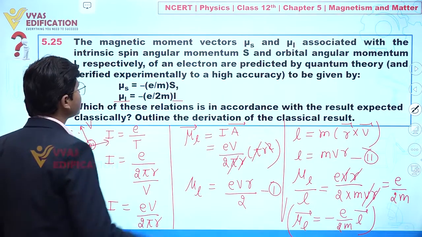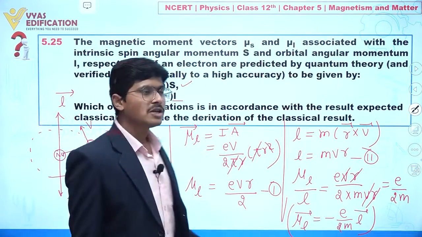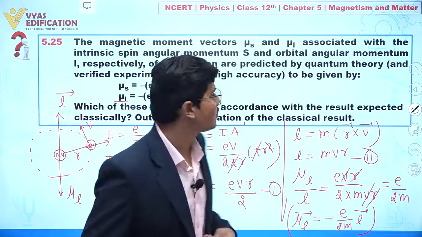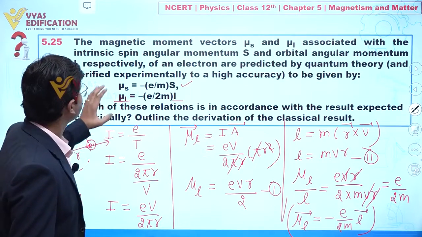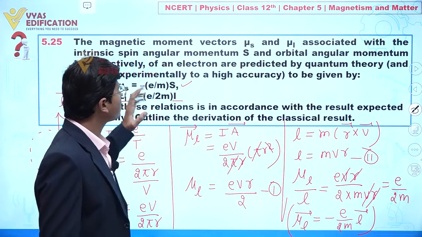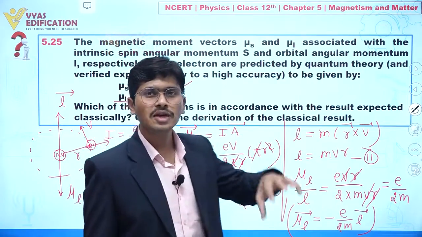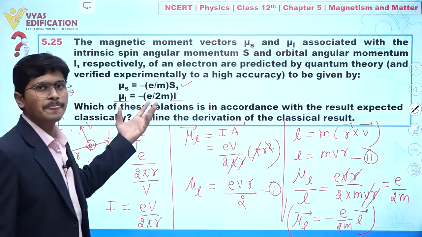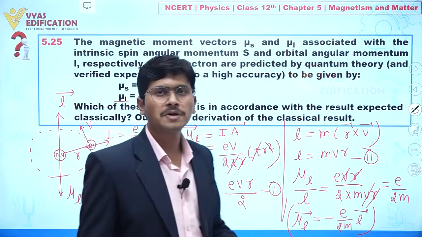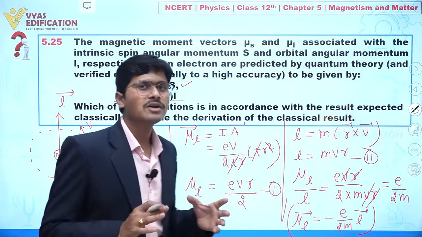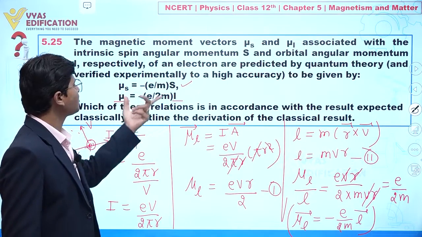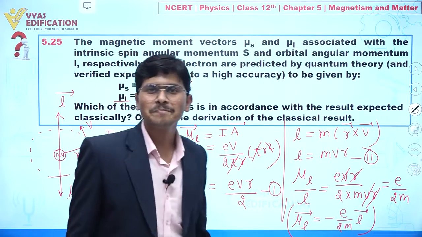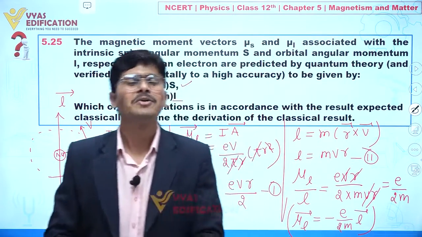Now you can ask, sir, what is this? Actually, this relation between angular momentum and magnetic moment is also predicted by modern physics, that is, by quantum theory, and it also has experimental proof. But we cannot explain the derivation of this expression using classical theory. So this is all about this question.